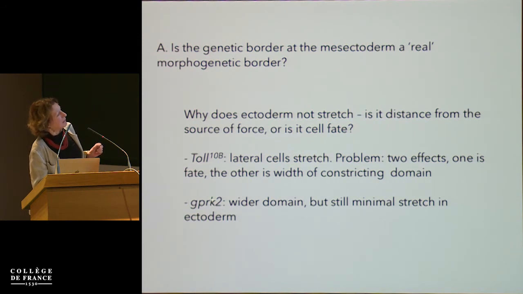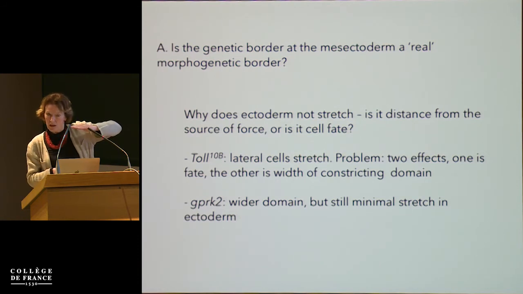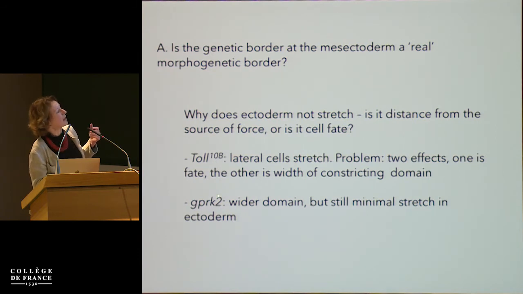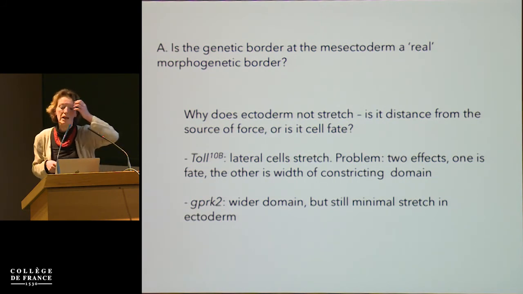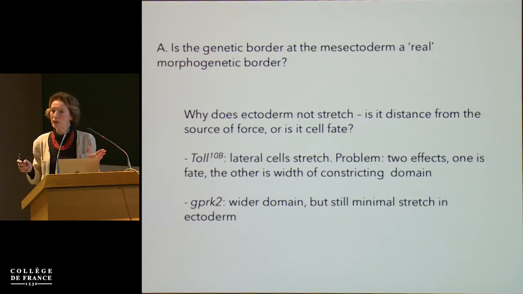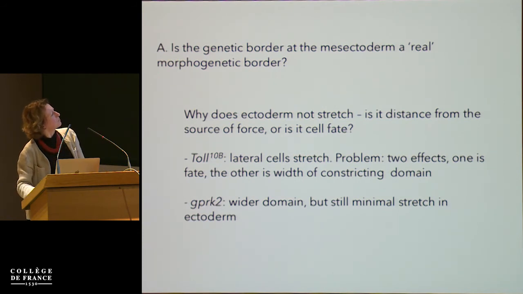A different example is a molecule that dampens the G protein signaling that leads to Rho activation, GPRK2. If you take that away, you get a wider domain. The entire domain tries to constrict, and you actually get a big domain. But in that case, there's still almost no stretch in the ectoderm. So we think this together suggests, and there's more work to be done, and there's more data as well, that there is really a genetic boundary that distinguishes the ectodermal from the mesodermal cells. And we'll see a little more on that.